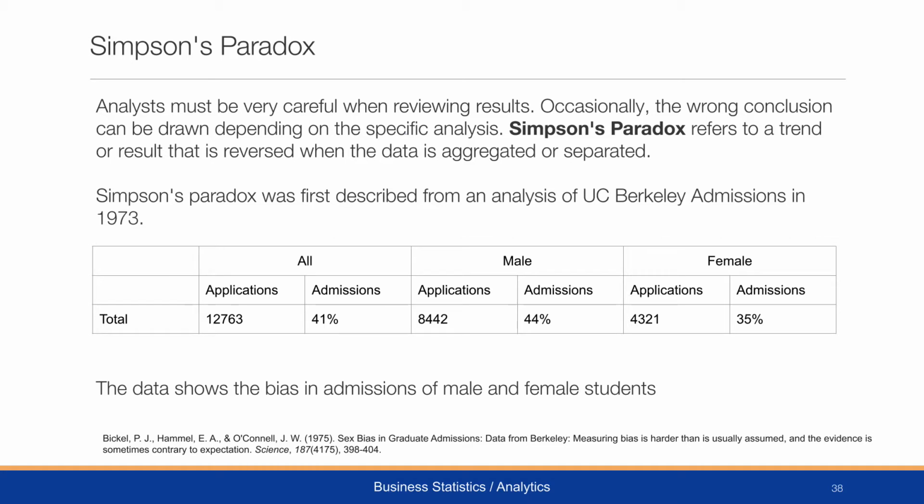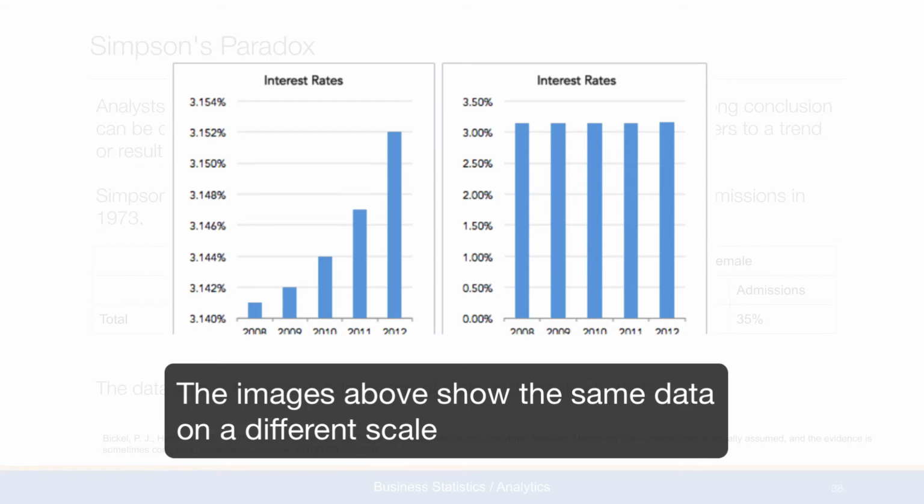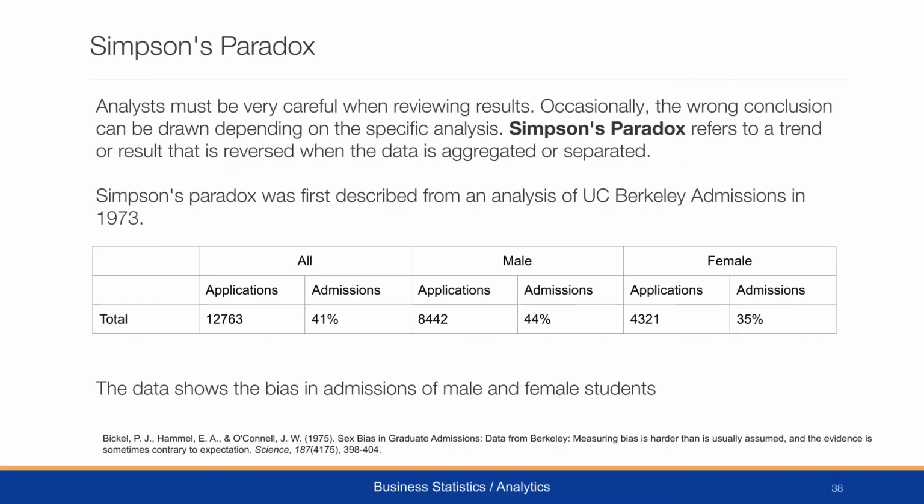Graphs can be an issue because if your scale is a little different, it could cause issues in terms of interpretation. A very large scale might not show too many differences, and a very small scale could show differences that are really insignificant. But this one's a little bit different. This is a situation where the wrong conclusion is drawn depending on the analysis. And Simpson's paradox refers to a trend or a result that is reversed when data is aggregated or separated.